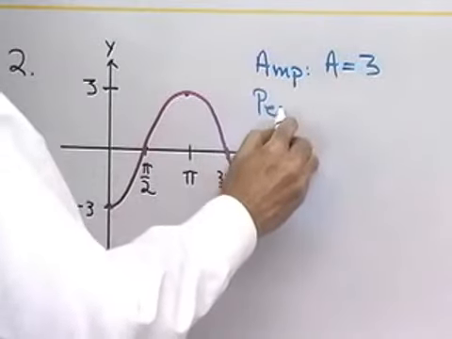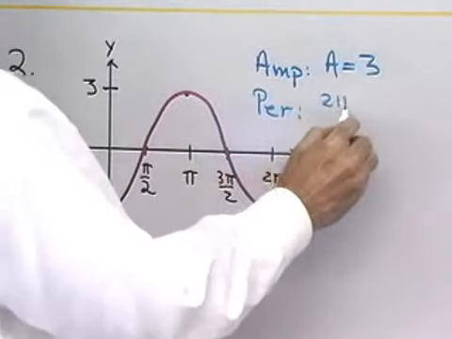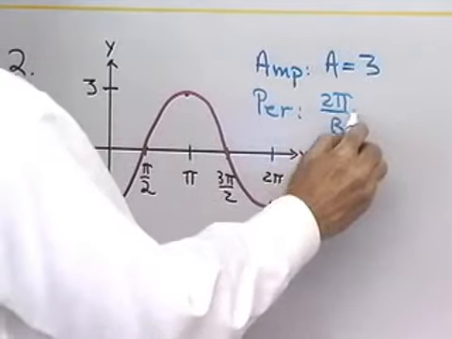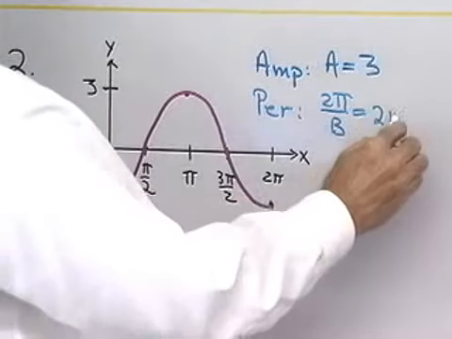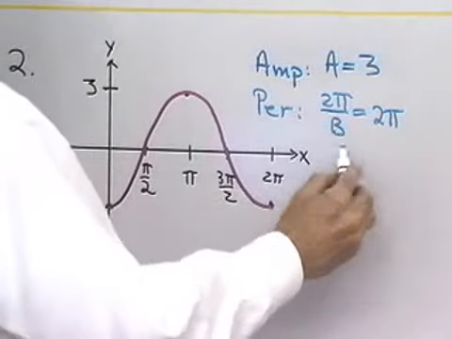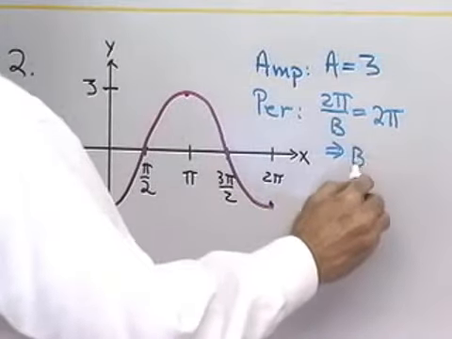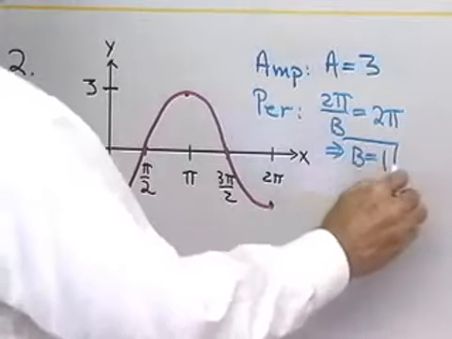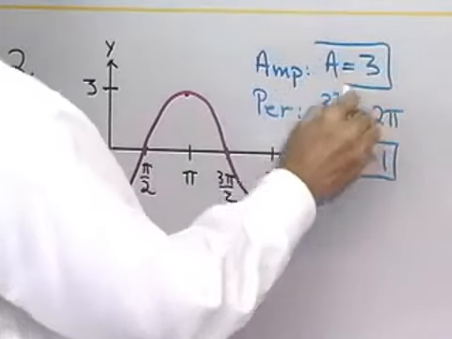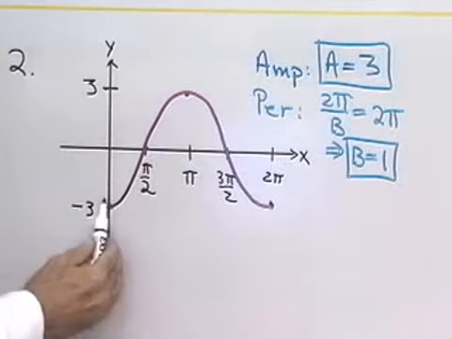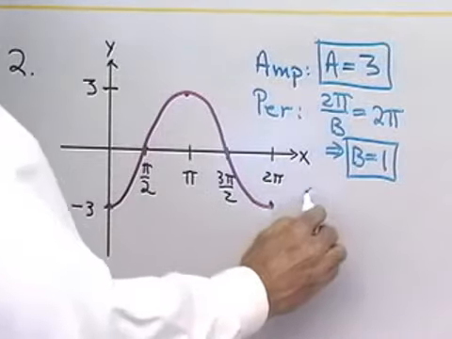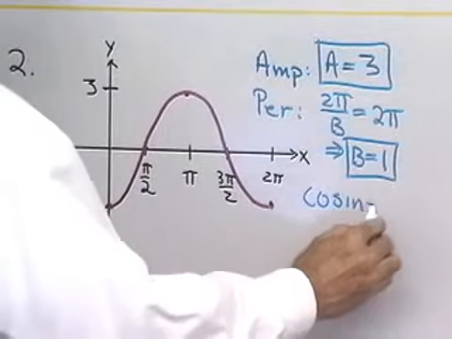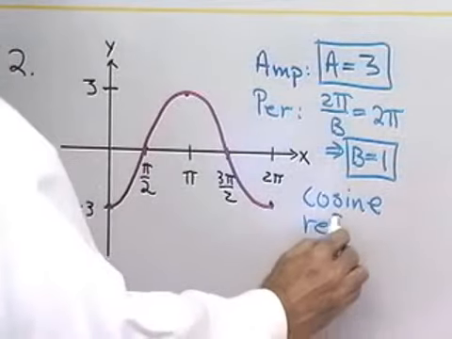The period of this graph I know is always going to be 2 pi over that b coefficient, and in this case I see that the period is 2 pi, so that means that b must be equal to 1. So I have b is equal to 1, a is equal to 3. Now there's no phase shift, it starts right here. I'm going to say that this looks like a cosine curve that's been reflected.